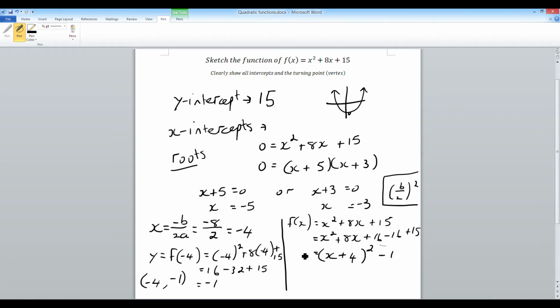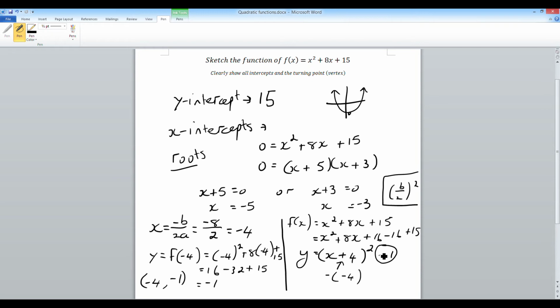Now my function, y or f of x, is equal to x plus 4 squared minus 1. We say that this is in vertex form. Remember, for inside the brackets, actually this is supposed to be a negative, therefore I notice that my x value for my vertex is minus 4, which is the same value that I got on the left hand side. And my y coordinate of my vertex is still minus 1. So my vertex from my vertex form is minus 4 and minus 1.